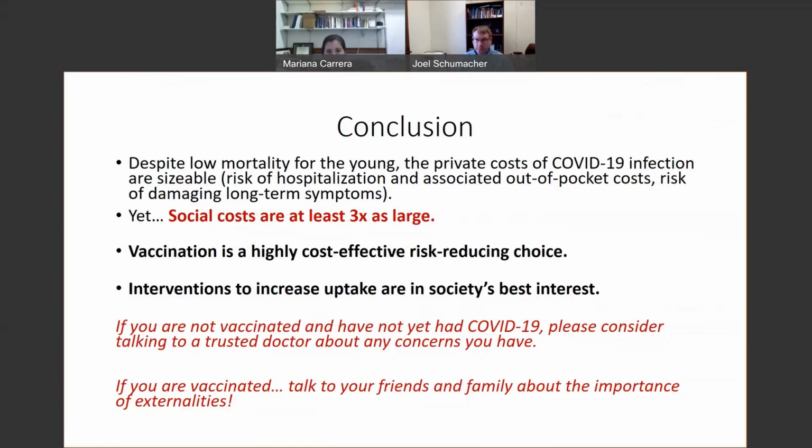Even though it's true that the private costs are large, it's important to keep in mind that the social costs are at least 3 times as large. So vaccination is a highly cost-effective choice. On a private level, it reduces risk. But it's also the case that interventions to increase uptake can be highly beneficial to society in helping us get to the point where this epidemic is under control.